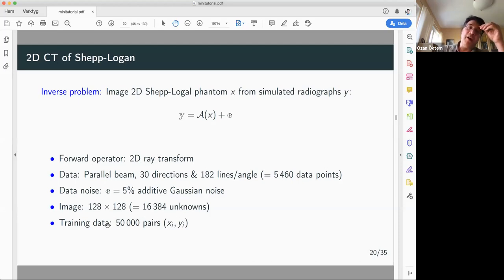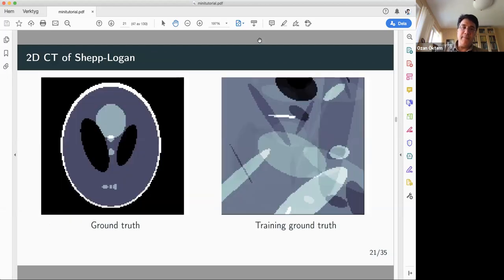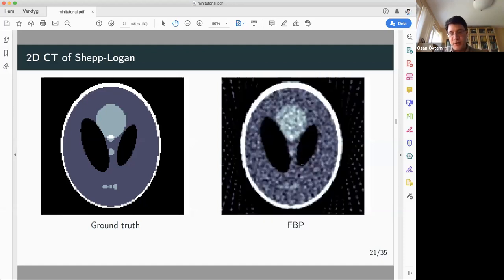And we are very generous with training data. We have 50,000 pairs of 2D images and corresponding 2D parallel beam tomographic data. Well, here is the ground truth. This is one example of the training data used for training the networks. These are random ellipsoids that are just randomly sampled. And applying now filter back projection, which has nothing to do with training, will give you something like that.